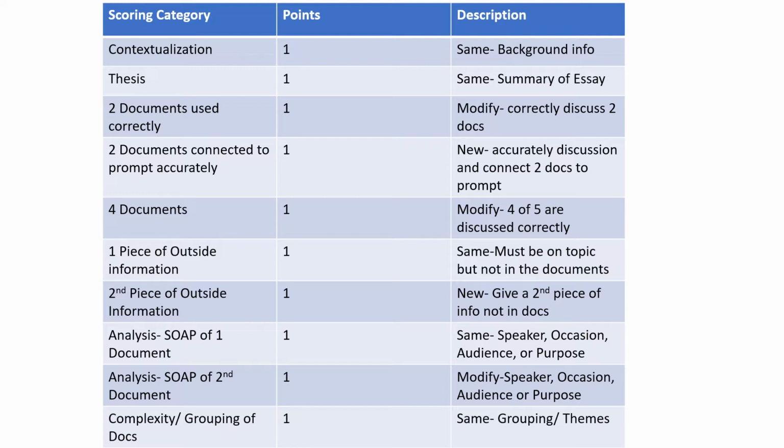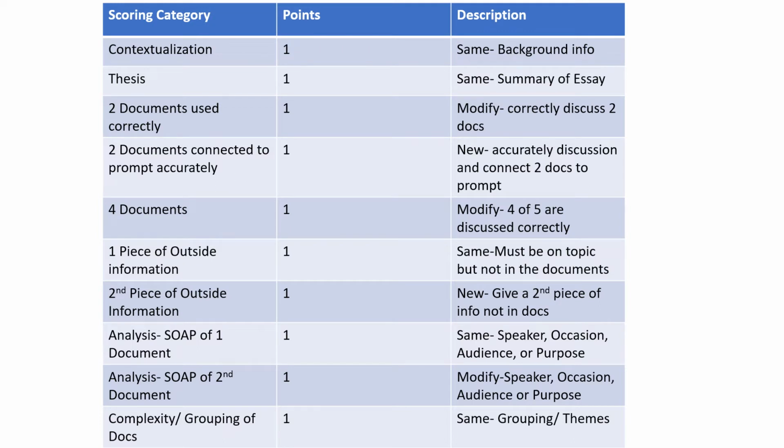So just like in the last essay, you put that outside piece of information after the document with whatever document you feel it best ties to, okay? So it's the same outside piece of information. They just want you to give 2 now instead of 1, okay? And we had been practicing giving 2, right? Because that was kind of a safety net. So now if you have 1 piece of accurate outside information, you get 1 point. And if you give a second one, then you can get a second point.